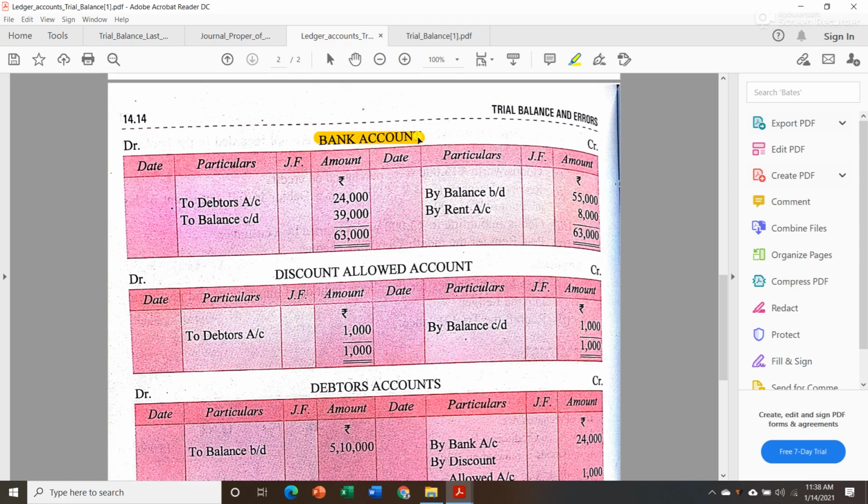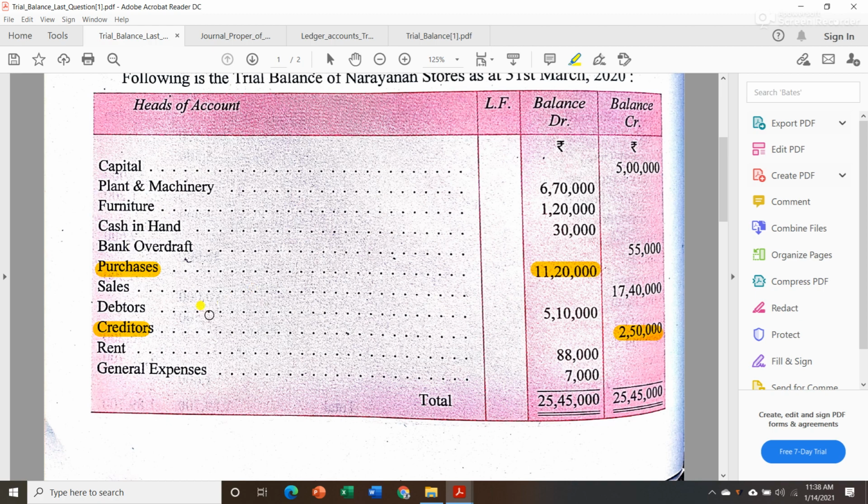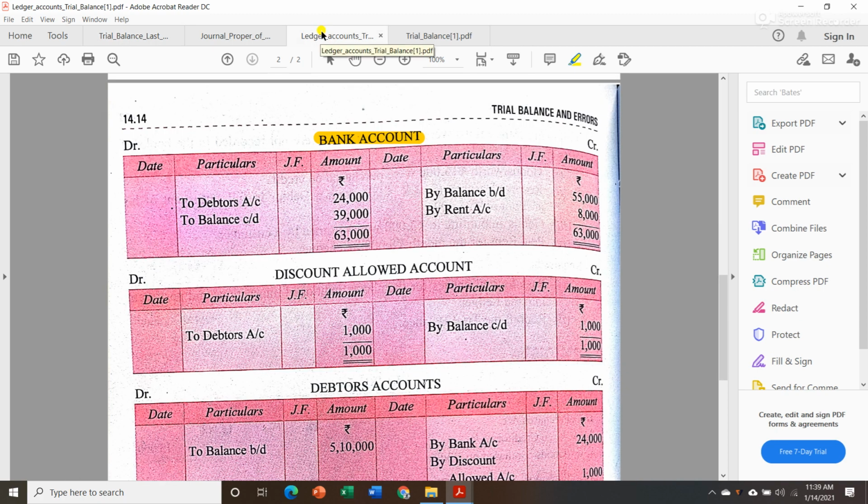So bank account. Now let us see the trial balance in question. Do we have any bank? Yes, we have bank overdraft. That means it is showing a credit balance of 55,000. So since it is showing a credit balance, that means we have to write by balance brought down 55,000.